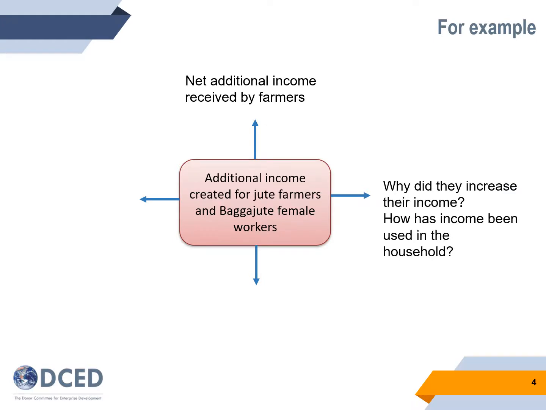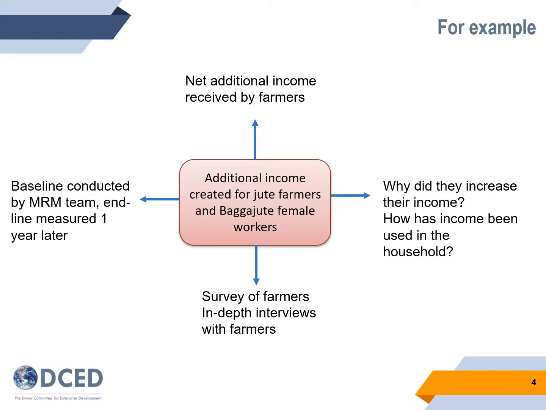In terms of qualitative data, you might look at why farmers increased their income. What's their perspective on this change? How is the income being used? Of course, the qualitative data you collect might vary significantly according to the program, in your context, and your interests. So how do you collect this? Potentially a survey of farmers supplemented by in-depth interviews. And you need to look at the kind of logistics of how this is collected. So here we say a baseline is conducted. A baseline is really important to measure any change, and then followed up a year later.